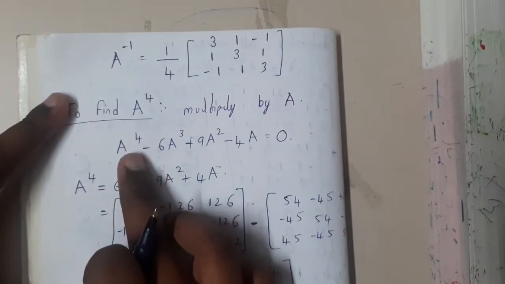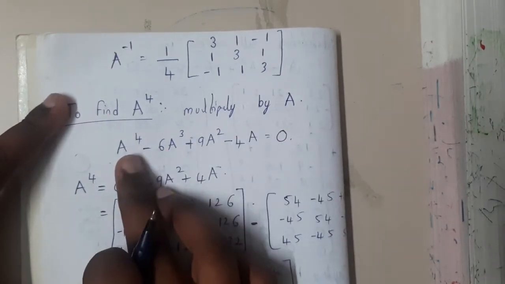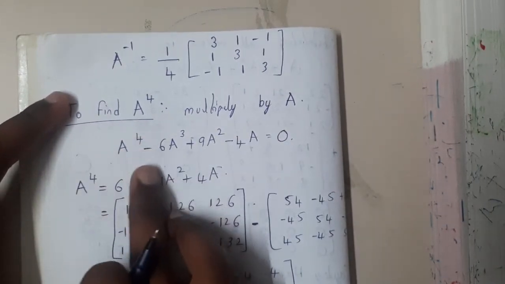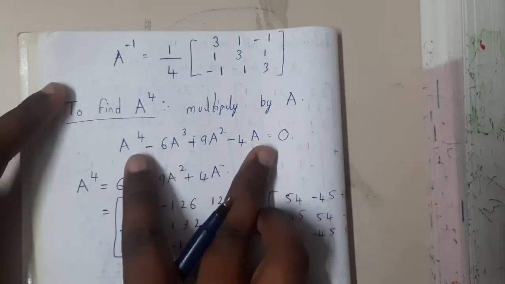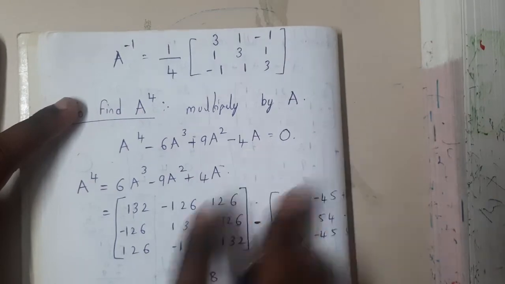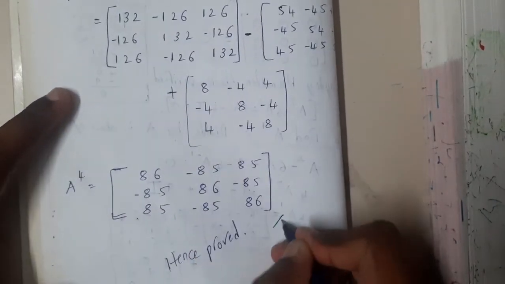Similarly, to find A power 4, just multiply with A, guys. So if you multiply, you will be getting A power 4 minus 6A cube plus 9A square minus 4A. Okay. So now just substitute the values of A cube, A square and A. Okay. So you solve it, you will be getting the value of A power 4, right?